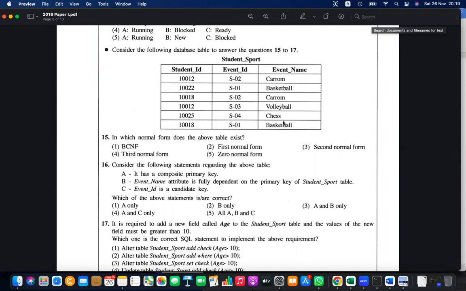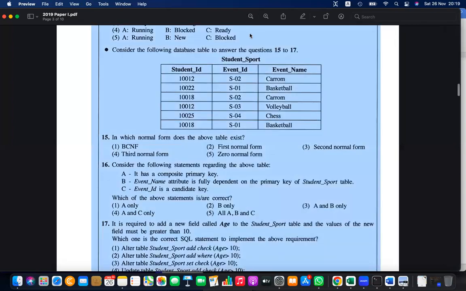The second normal form is something to deal with. Can you remember composite primary keys? Is there any composite primary key? Student ID, event name. Is Student ID a primary key? 12 is there, 12 is here. No, it's not a primary key because it duplicates. 12 is in two places, so you cannot take this as a unique key. And 18 is also repeated. So it's not a primary key. Therefore, you have to combine them.